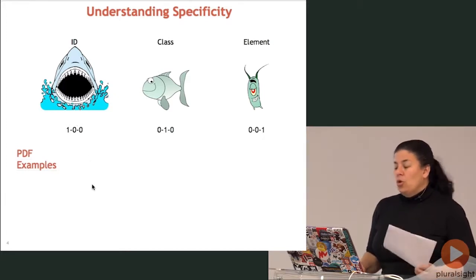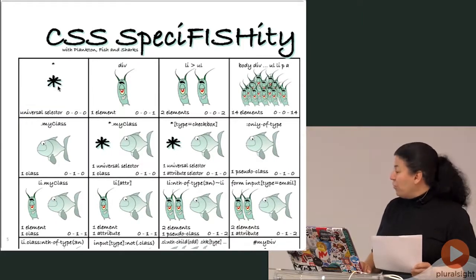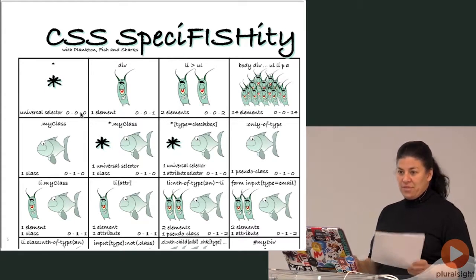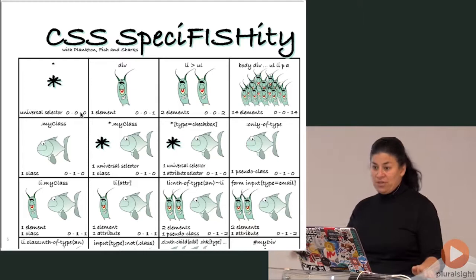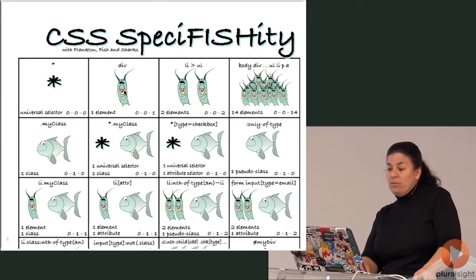So when you have here, this is the universal selector. It has a value of 0-0-0. It has no weight. Most people think it's the same as an element selector, but it's actually not. It's 0. This is an element selector. It has the lowest amount of weight.